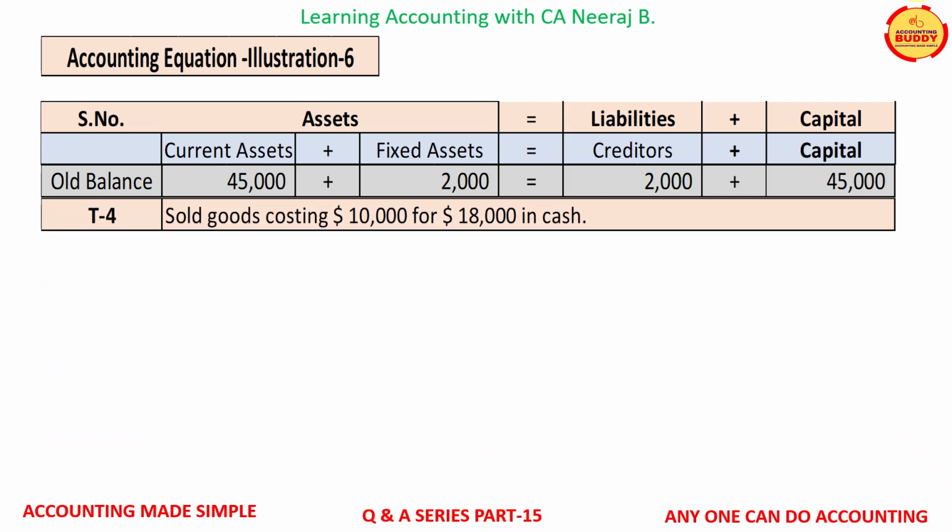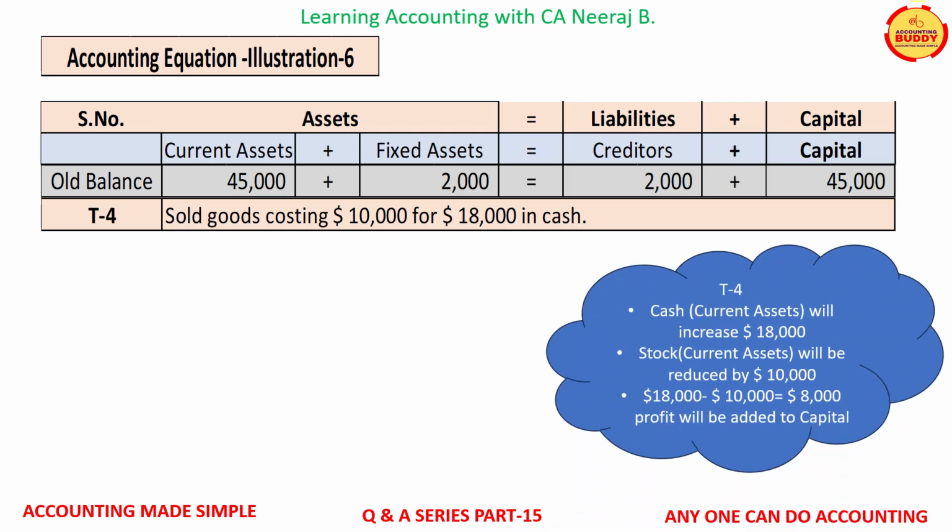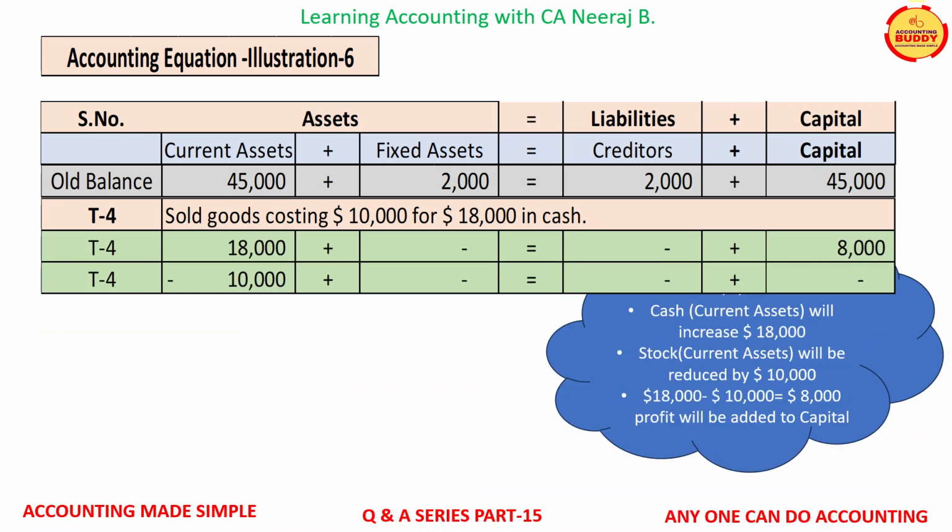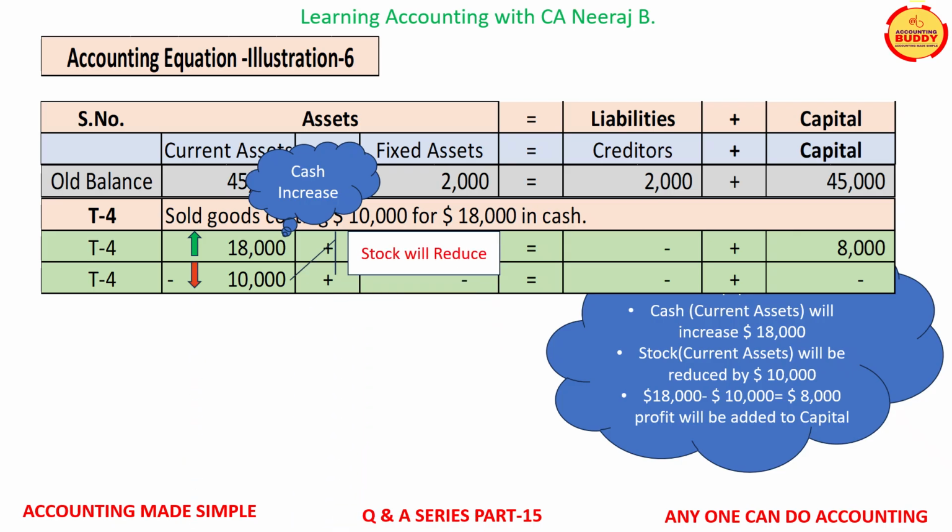Polly sold goods costing $10,000 for $18,000 in cash. If we analyze this transaction, cash, stock and capital accounts will be affected by this transaction. Cash, which is an asset, will increase by $18,000. Stock will be reduced by $10,000 being the cost of goods sold, and the capital will increase by $8,000 being the profit earned on this transaction.